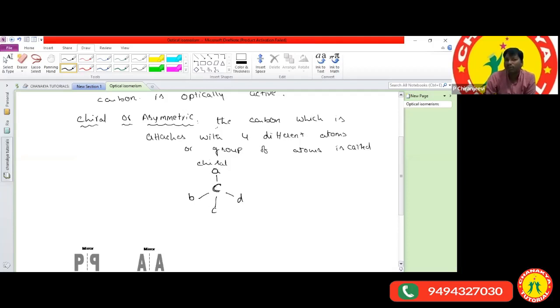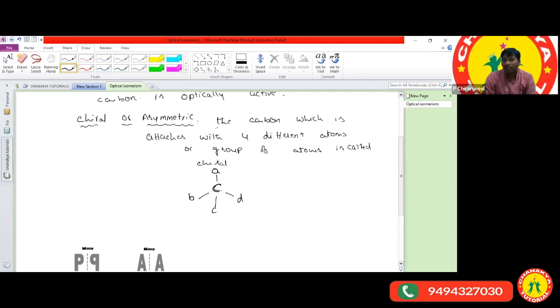And this is also called asymmetric. Sir, why do we call it asymmetric? What is meant by symmetry? Symmetry means you will get two equal halves. Asymmetric means you do not get two equal halves. So if you divide in any direction and you are not getting two equal halves, then we call it asymmetry.